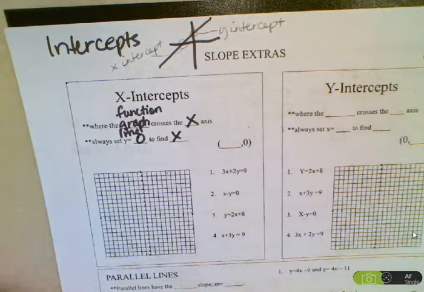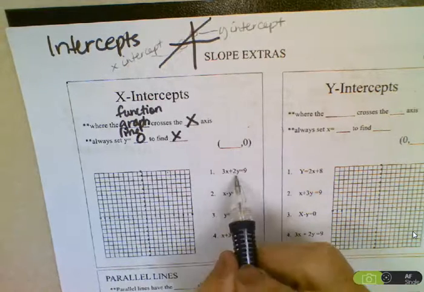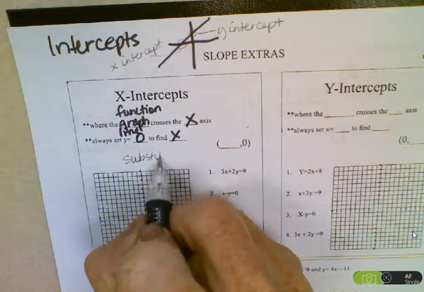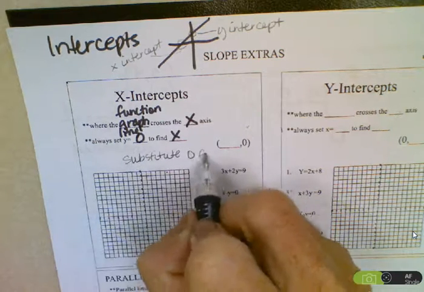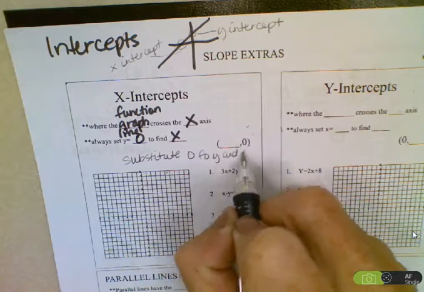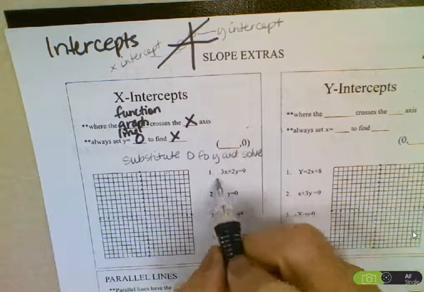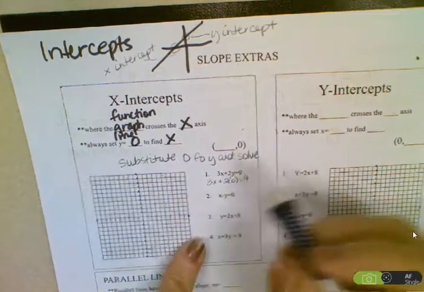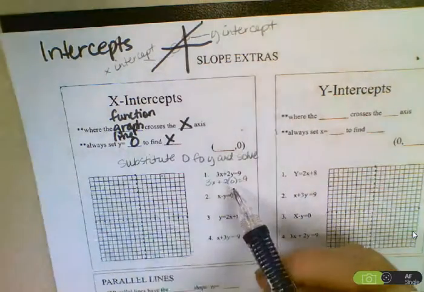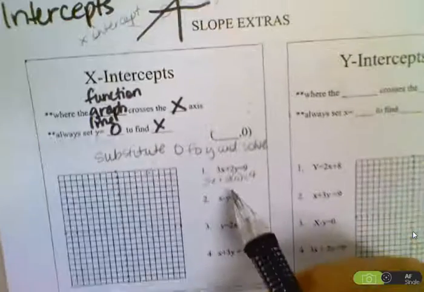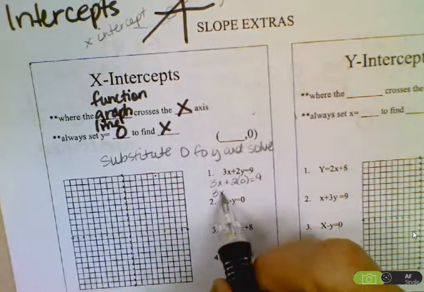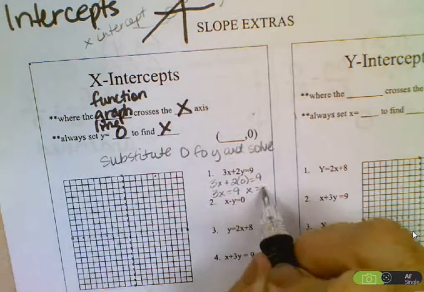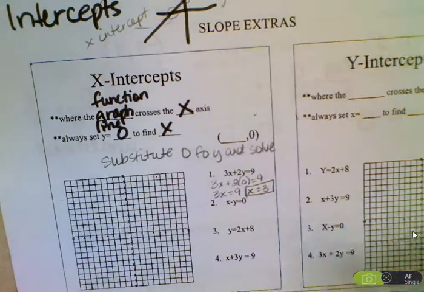So for all of these now, we're going to solve these individually. So what you're doing is you're substituting 0 for y and solving. So for all of these, 3x plus 2 times 0 equals 9. Well, that's easy because that just makes this go away. So 2 times 0 is just 0. So all that leaves you with is 3x equals 9. And 3 times what gives you 9? So your x-intercept would be 3. Okay?